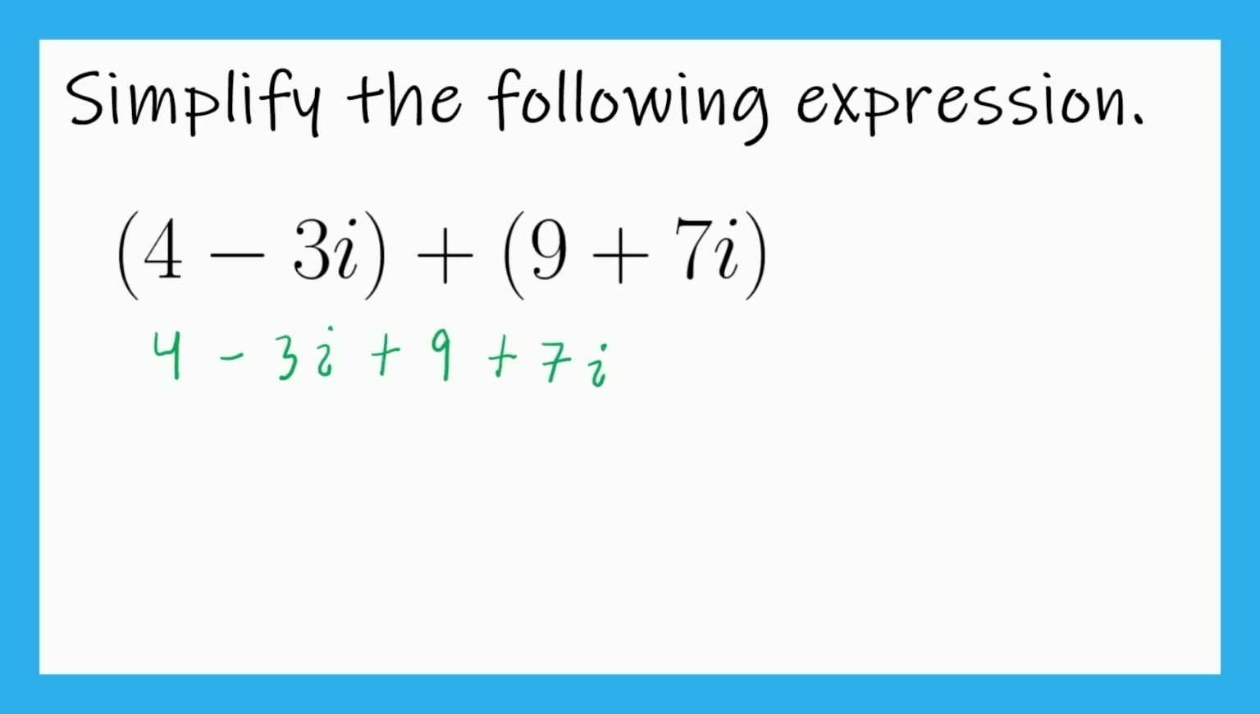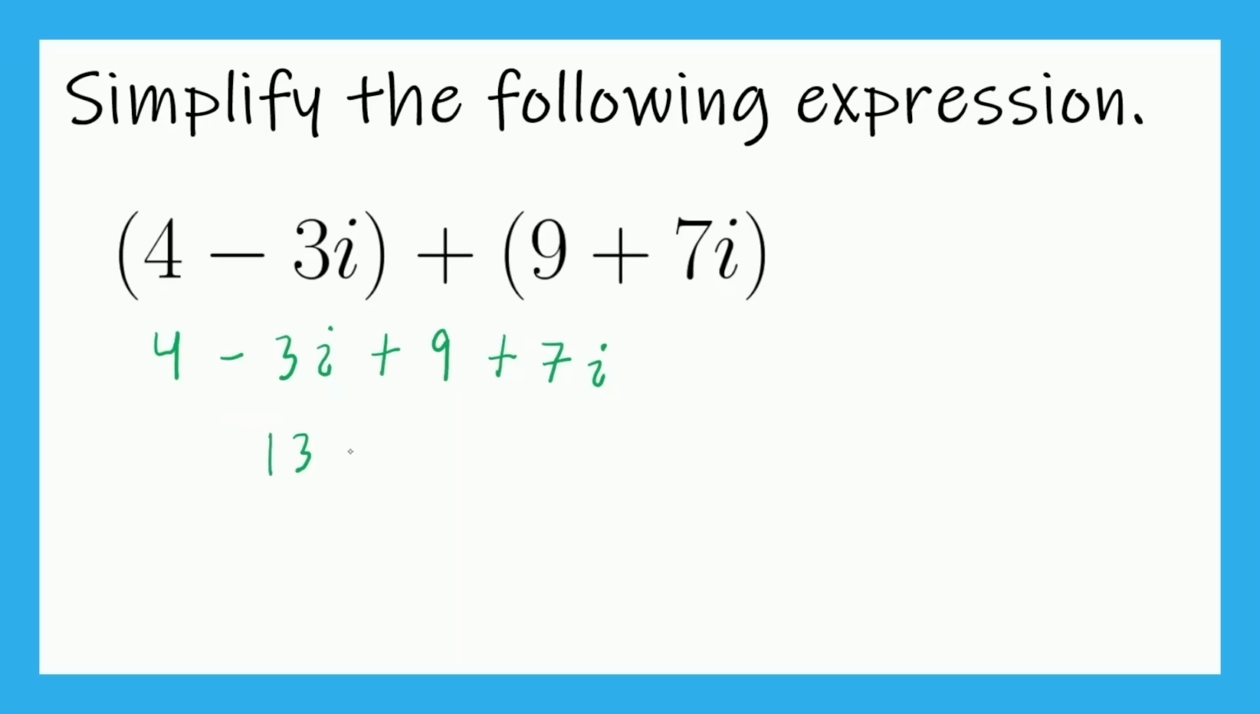All right, now the real numbers can be combined and the imaginary numbers can be combined. So we're going to go with 4 plus 9 to get 13. So we have right here 13. And then we have -3i plus 7i, or you could think of it like 7i minus 3i. That'll give us a positive 4i.